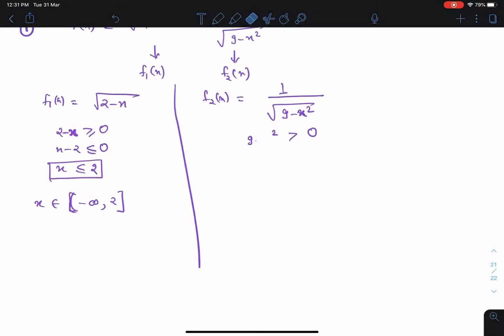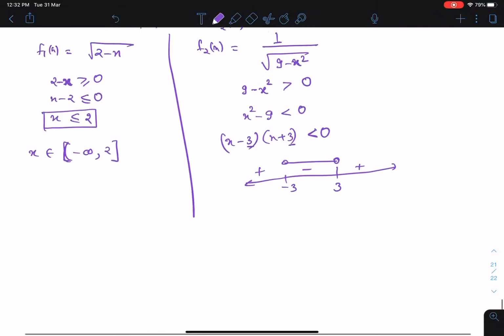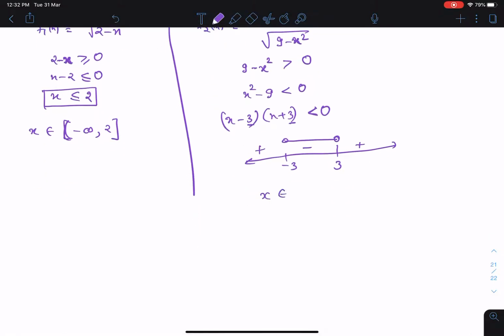Again, x² has a negative sign, so you have to make it positive. How to make it positive? By multiplying with the negative sign. That means x² − 9 will be less than 0, the inequality sign will be reversed. Now factorize it. (x − 3)(x + 3) should be less than 0. Draw the number line. You know two critical points are there, −3 and 3. Assign the signs, positive, negative, positive. You want less than 0, that means you want where the negative sign is. This will be your solution. So you got the domain for f2(x) as (−3, 3).